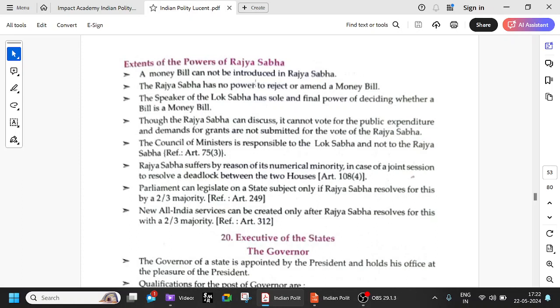Okay, a money bill cannot be introduced in the Rajya Sabha. So we have already seen that only a money bill can be introduced in the Lok Sabha. Also, among the financial bills, there are two: financial bill one, financial bill two. In financial bill one also, if there are any issues related to taxation, etc., then that also cannot be introduced in the Rajya Sabha. And in both cases it requires the prior permission of the president.